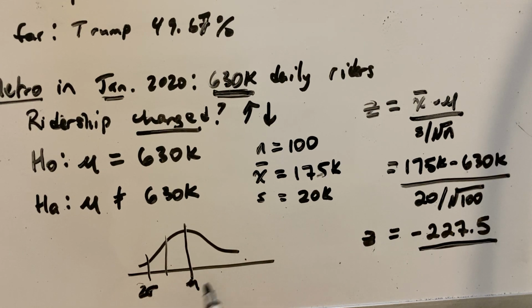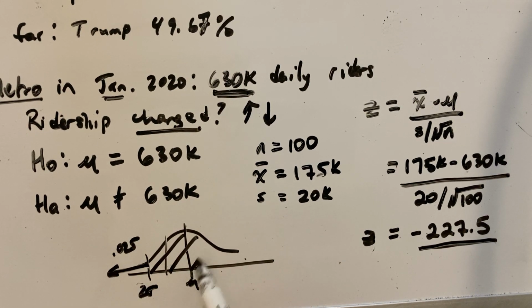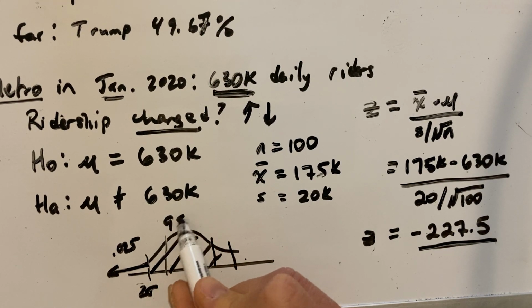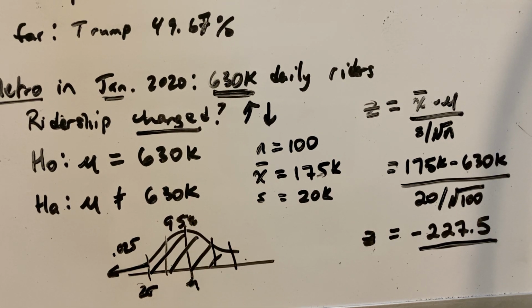Now, remember, if you have something that's 2 standard deviations below the mean, let's say right here, and if this is the mean, the area out here under this curve is only going to be 0.025, because within 2 standard deviations is going to be 95%, right? Okay, we're 227 standard deviations down, so that's really far out here in the tail.